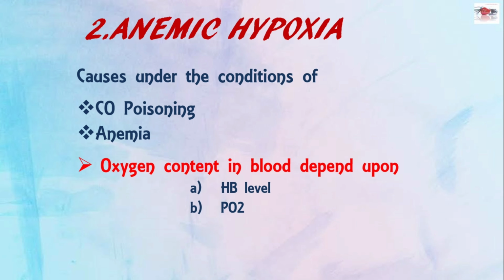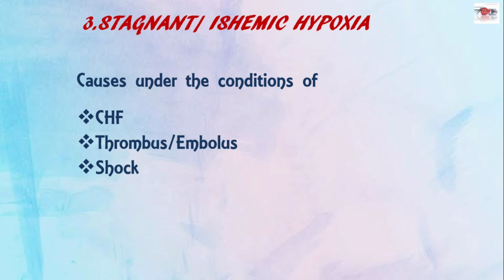Okay. Next we learn about the third type, that is stagnant or ischemic hypoxia. In stagnant hypoxia, the problem is that blood is not moving to the tissue. Due to decreased blood flow to the tissue, there will be less oxygen supply to the tissue. Conditions like congestive heart failure, thrombus or embolus formation in the blood vessel, or a person who undergoes ischemic shock.